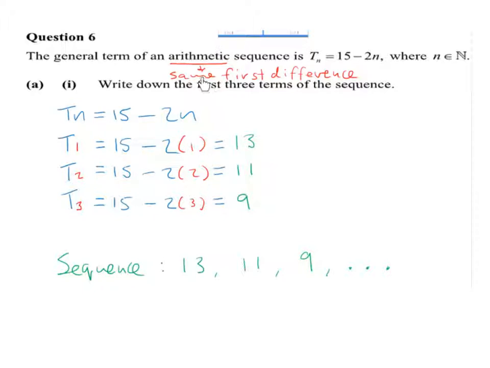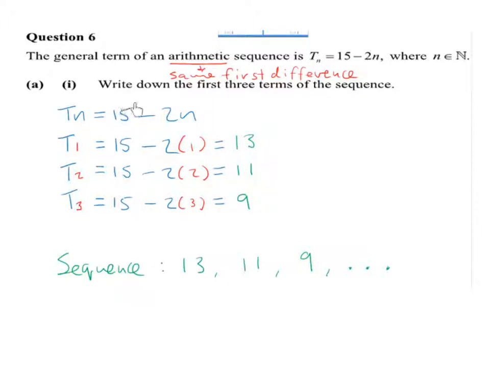I'm looking for the first 3 terms. So I'm going to swap n for 1, then 2, and then 3. If I was looking for the first 4 terms, I would swap it for 1, 2, 3, and then 4. If I was looking for the first 5 terms, I'd swap it for 1, 2, 3, 4, and then 5, and so on. n must be a natural number. n is an element of the natural number set. Capital N stands for natural numbers, which are positive whole numbers.